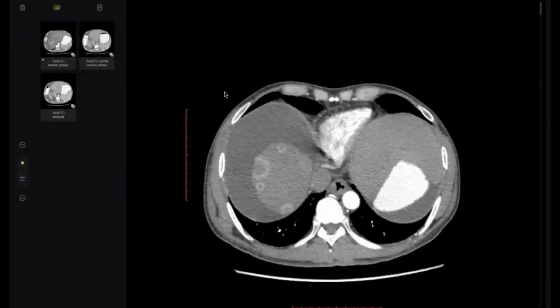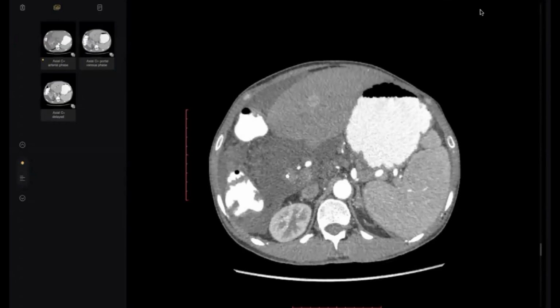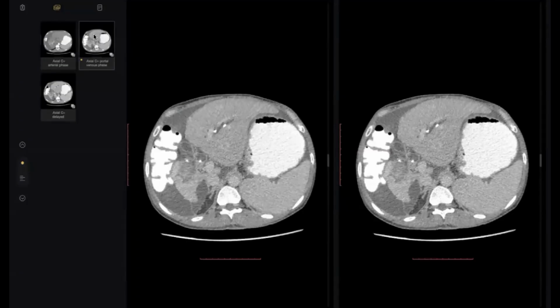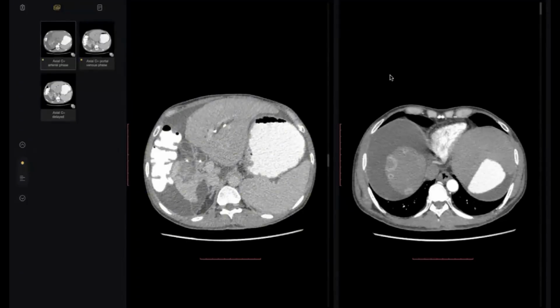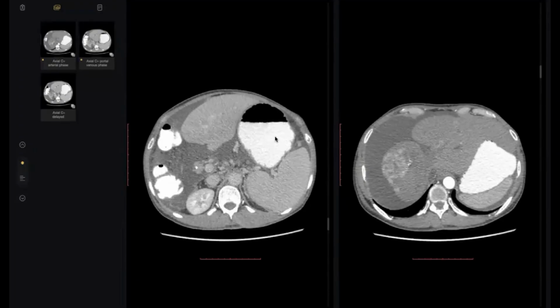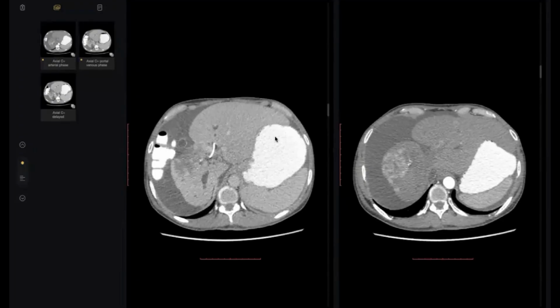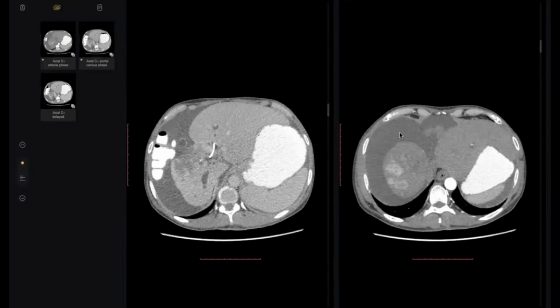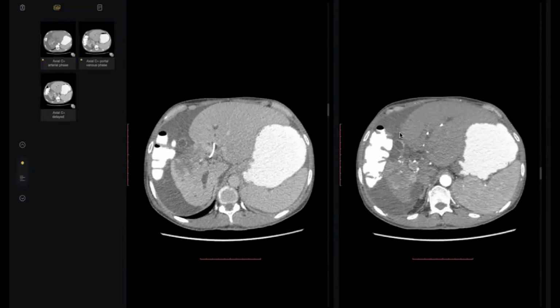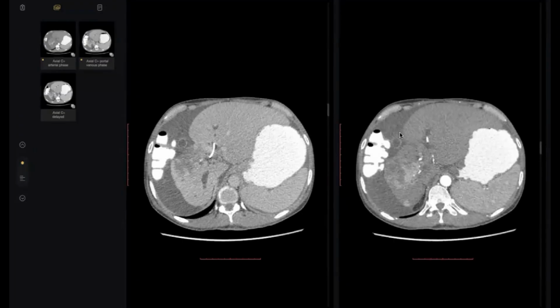Doctor, this non-cirrhotic patient, what happened? Okay, I'm presented with a CT for a non-cirrhotic patient. These are axial cuts, arterial and venous. In the arterial phase, I can see that there are multiple heterogeneously enhancing lesions noted in the right hepatic lobe.